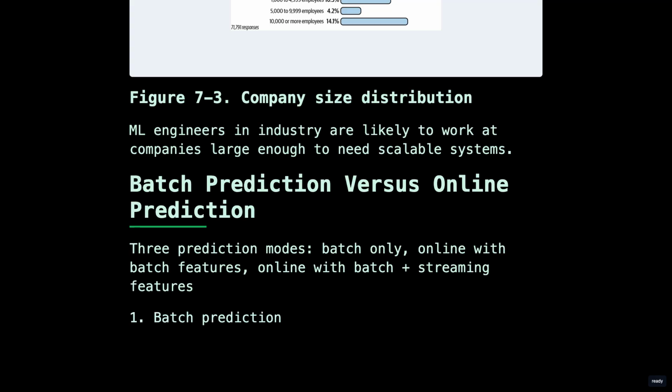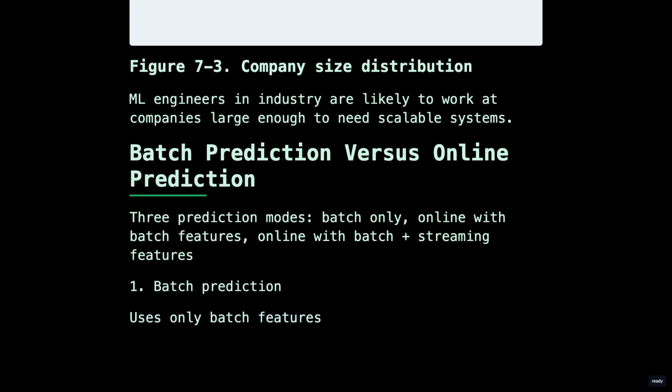The first mode is the simplest operationally. The model runs over a set of examples together, and the results are produced in a group. That works well when users do not need an immediate answer at the moment of the request. In that setup, every input to the model comes from data that was prepared in advance. No live event data is needed at prediction time, which keeps the serving path simpler.